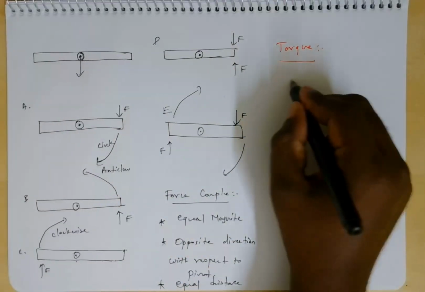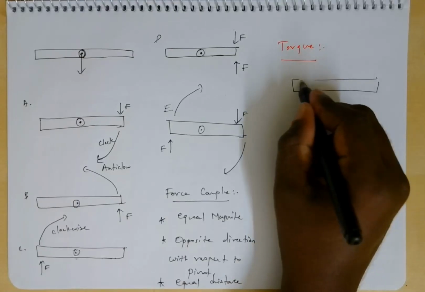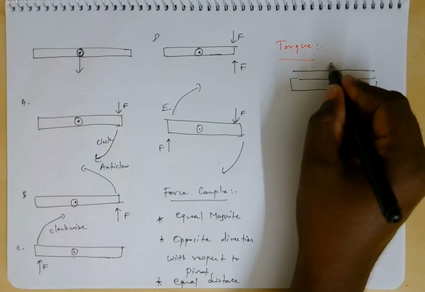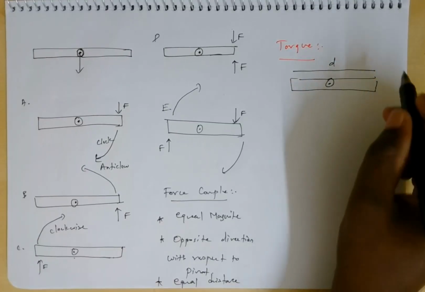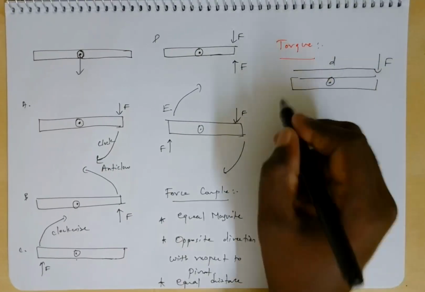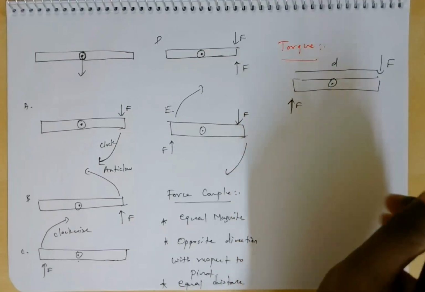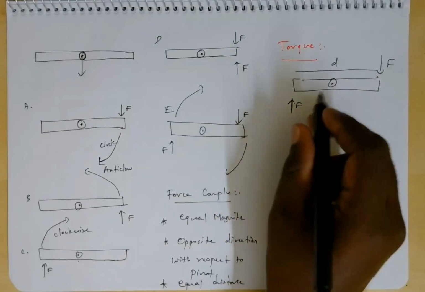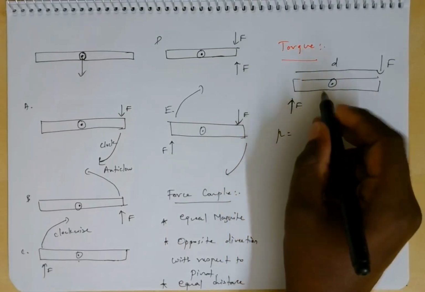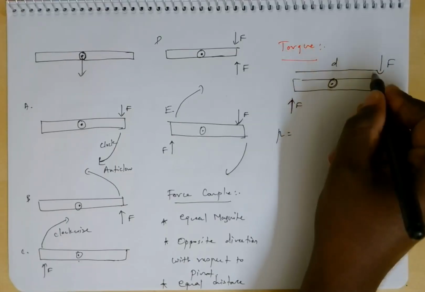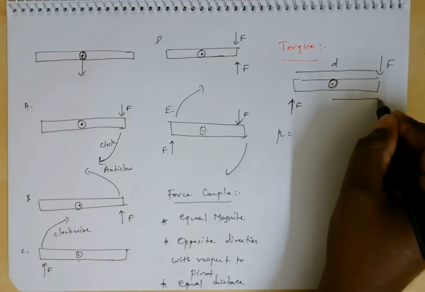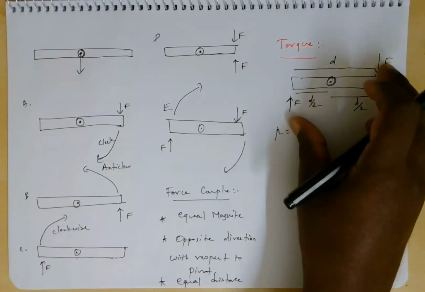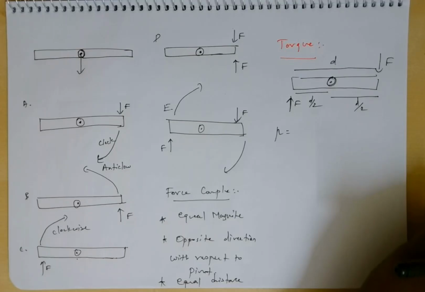Now for this particular case, let's take the length of the rod as d. Here a force of magnitude F is applied, and here a force of magnitude F is applied. We want to find the total moment of force. If the total distance is d, what is this distance? d by 2. What is this distance? d by 2.